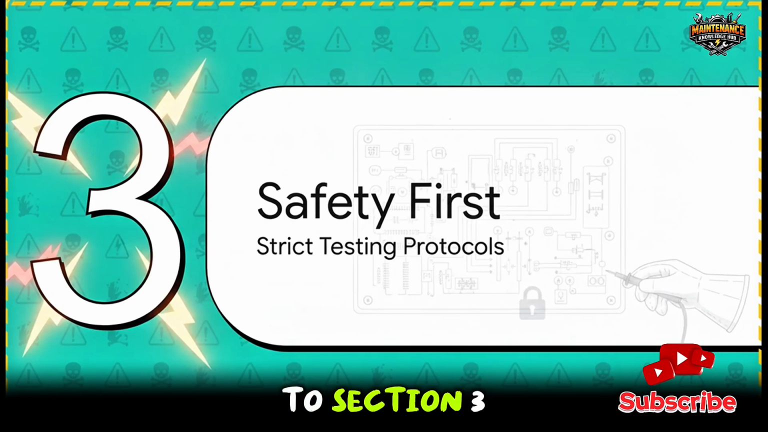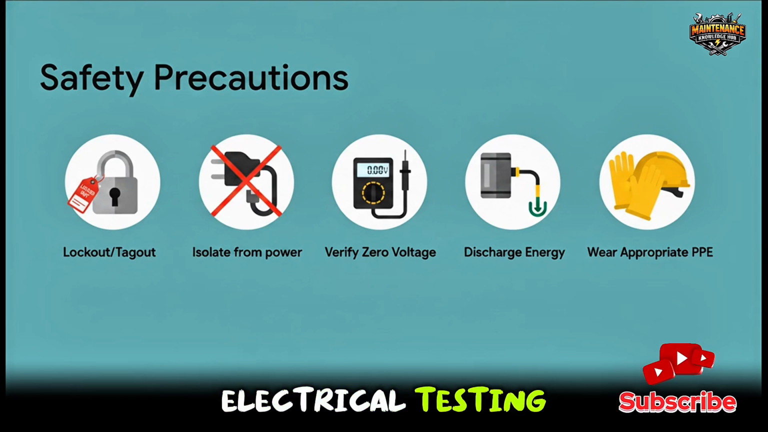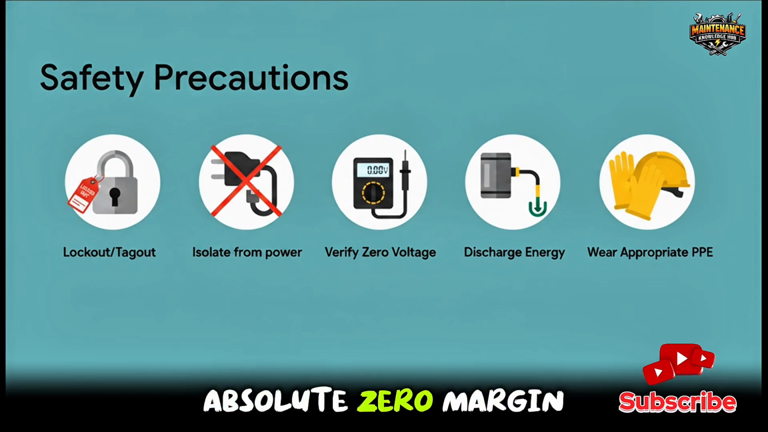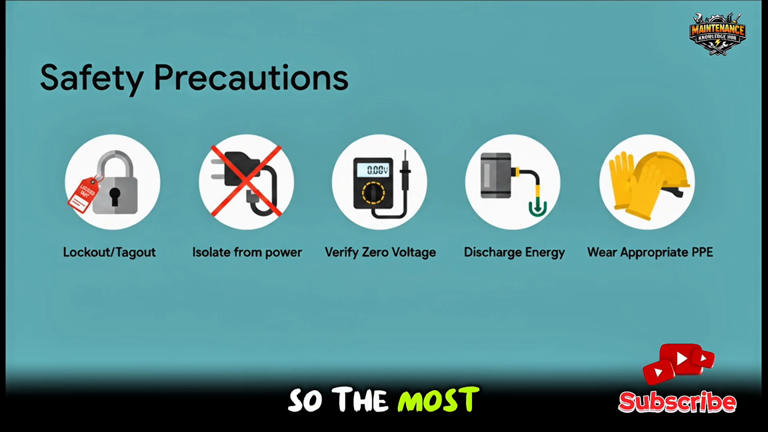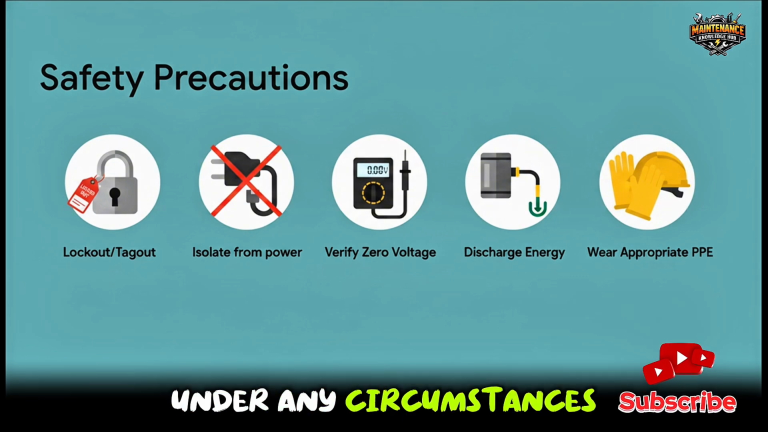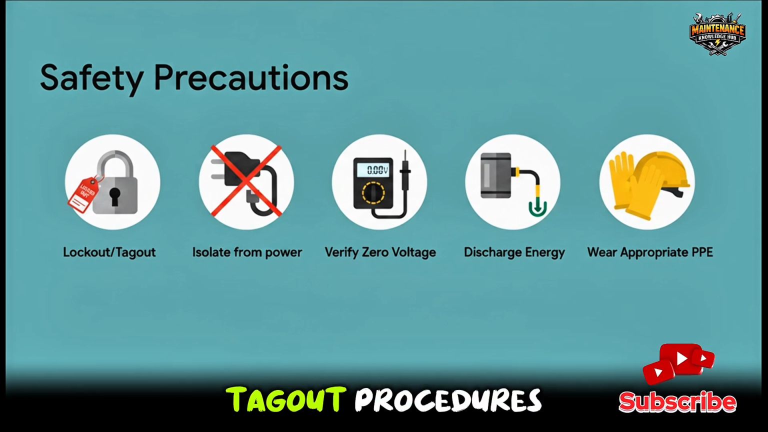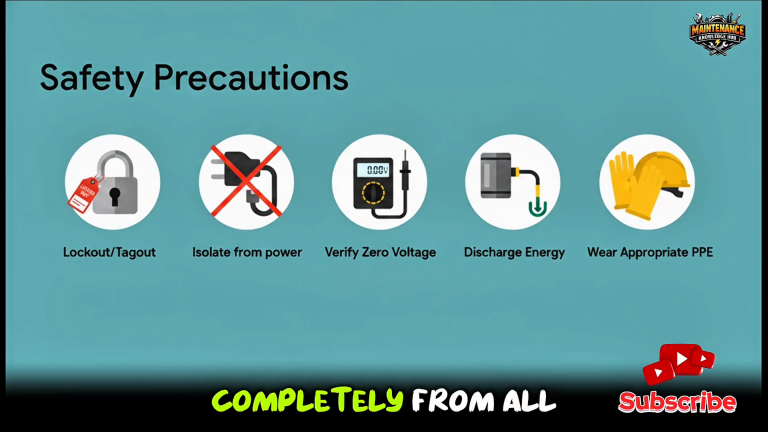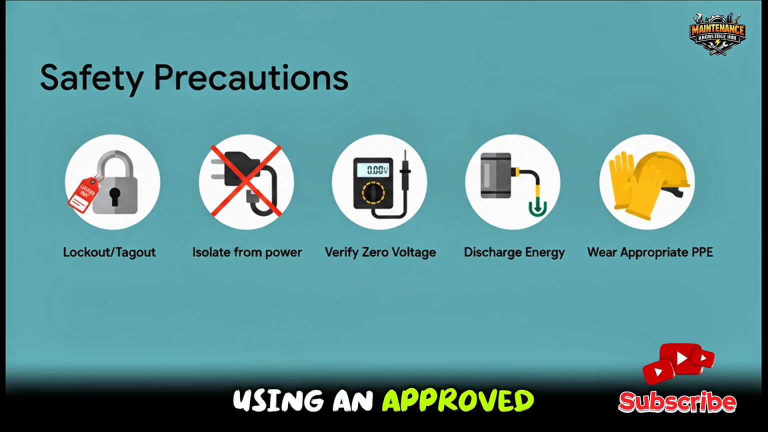Which brings us to Section 3, equipment and safety first. I cannot stress this enough. When it comes to high-voltage electrical testing, safety has an absolute zero margin for error. You are dealing with lethal voltages here. So the most crucial rule is this: you must never, under any circumstances, perform a Megger test on energized equipment. You have to obtain your work permit, rigorously follow lockout-tagout procedures, isolate the equipment completely from all power sources, and physically verify there is zero voltage using an approved tester.